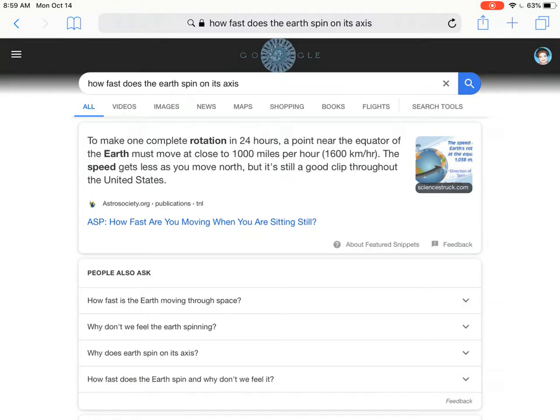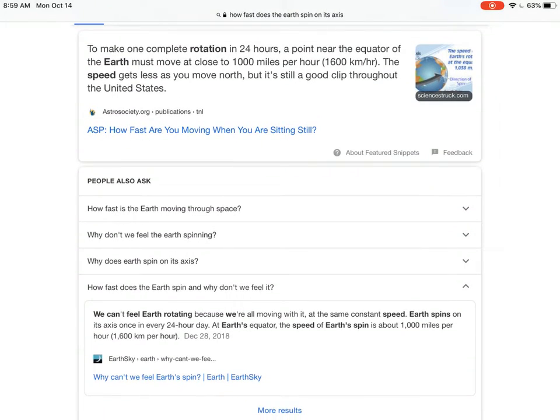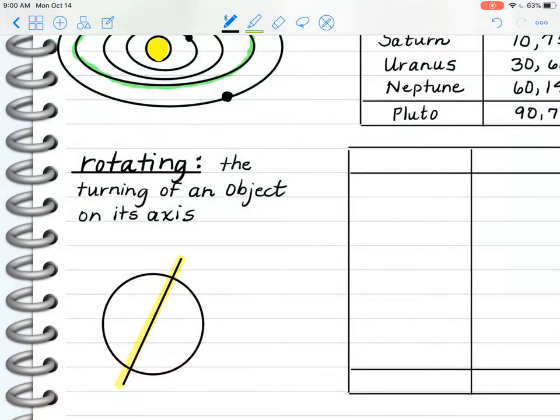So the next question might be this one. Why don't we feel that movement? We can't feel Earth rotating because we're all moving with it at the same constant speed. Earth spins on its axis once in every 24-hour day. And here's confirmation that at the equator, the speed of Earth is about 1,000 miles an hour. So if you need to know something like that, you can find it. Just make sure that you're looking at a reliable source.